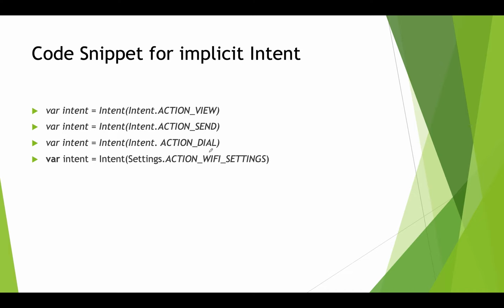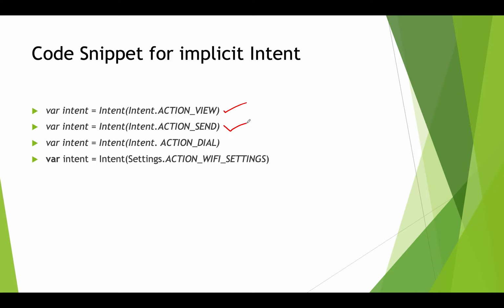Now this is the code snippet for the implicit intent. If you want to see the available components, the available action views in your mobile, the action view will display all the views. This is like a category. In the previous section I explained category, default, launcher. If you click a button, it will show the available components.